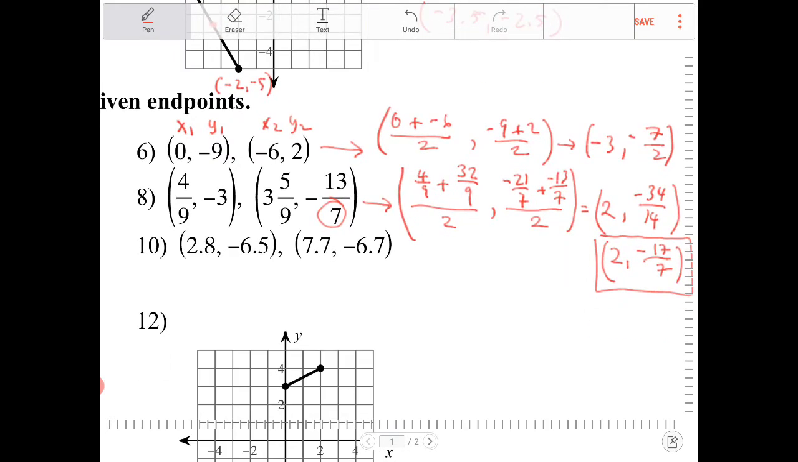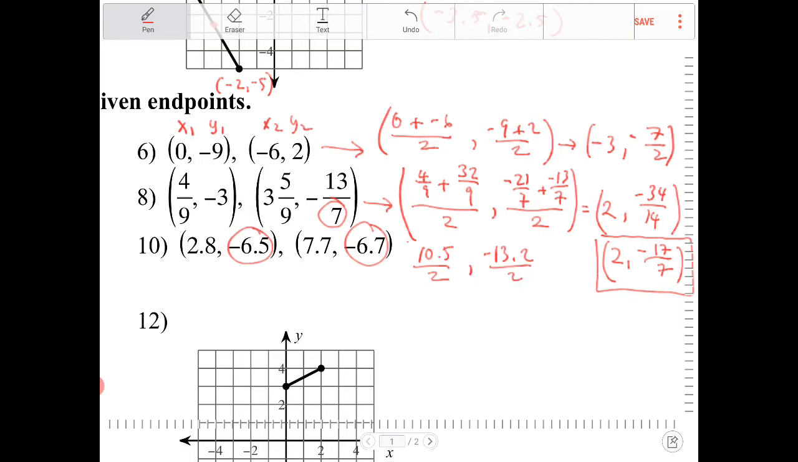Okay, and the next one here is really similar. I add 2.8 and 7.7. I end up with, what is that? 10.5. Divide by 2. -6.5 and -6.7. Add those together. These guys together. So that's -13.2.